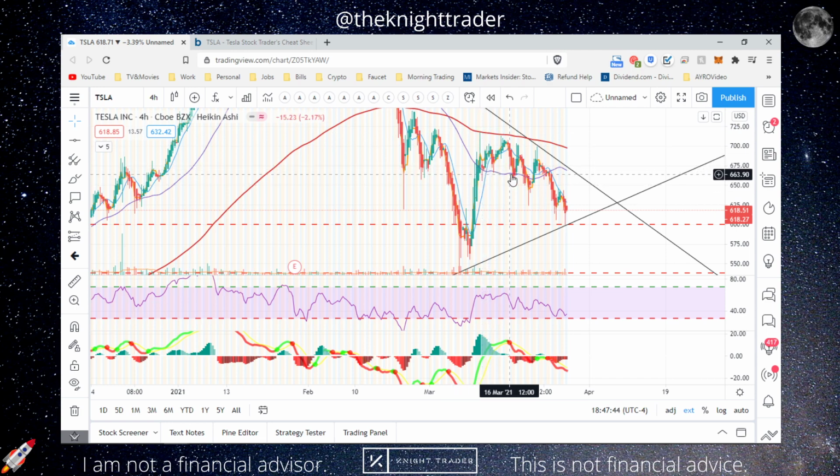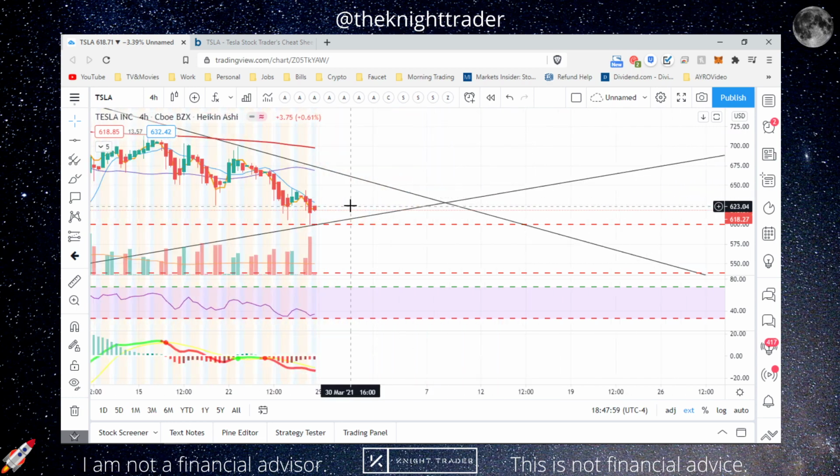And then it rode this 50-day. 50-day ride, rejection off the 200, back down to the 50. People said, no, it's worth more. Came back, rejected before the 200, and just back and forth, back and forth. And there's a 9 in there.